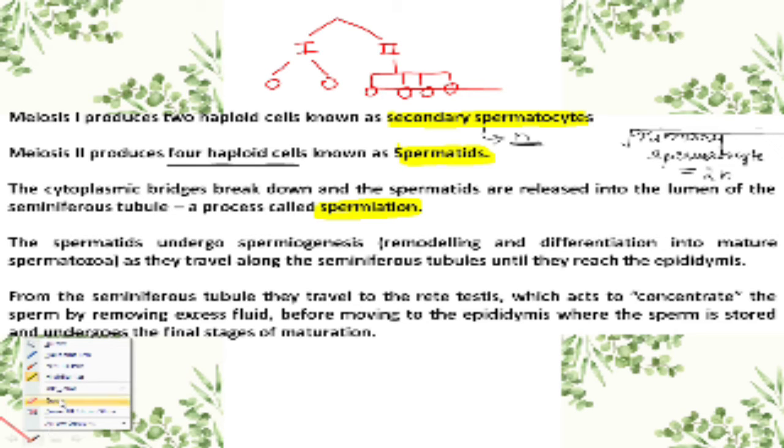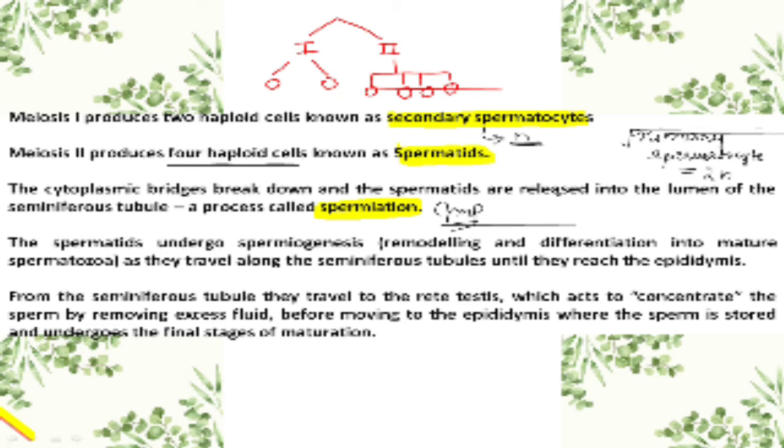So this is the point of interest, children: the release of spermatids into the lumen of the seminiferous tubules is called spermiation, because sometimes confusion occurs between spermiation and spermiogenesis. After that, the spermatids undergo spermiogenesis. Spermiogenesis is the remodeling and differentiation into mature spermatozoa as they travel along the seminiferous tubule until they reach the epididymis.